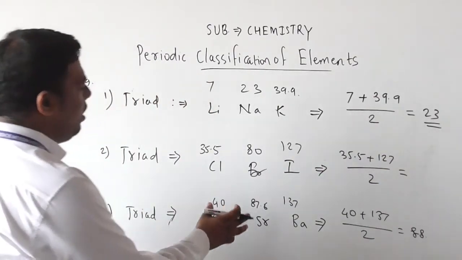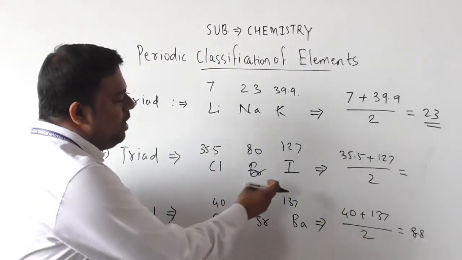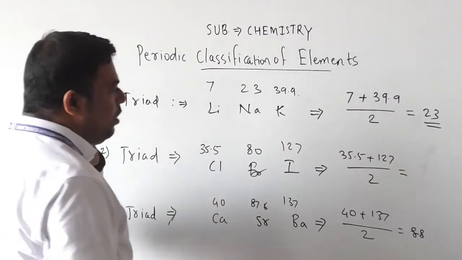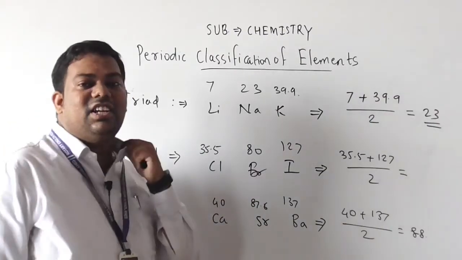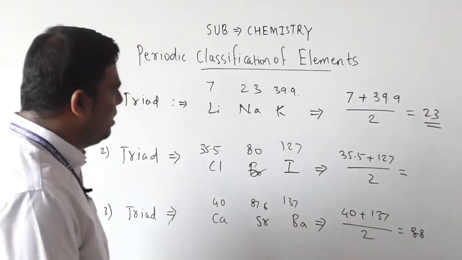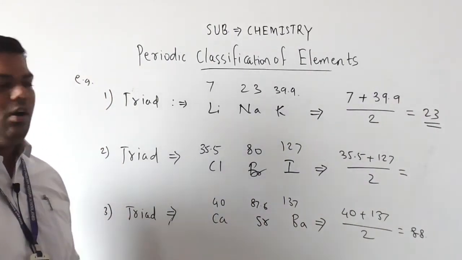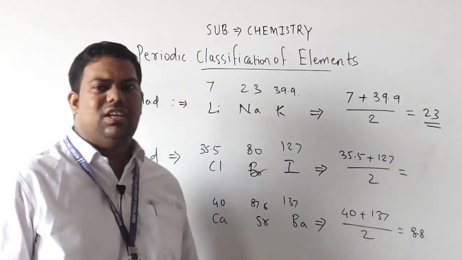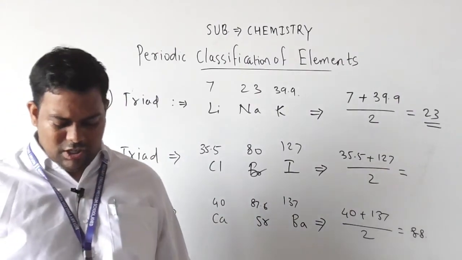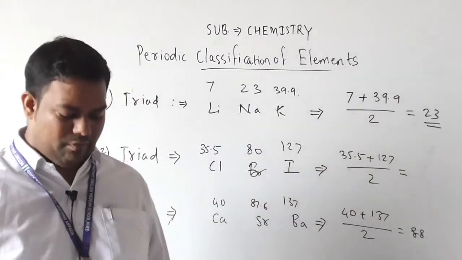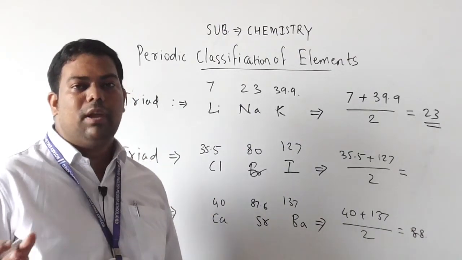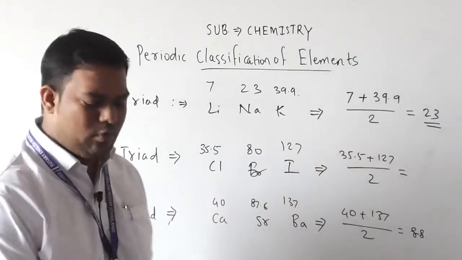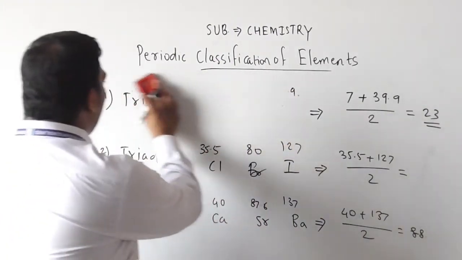So these are what? The atomic mass of the middle element is the arithmetic mean of the other two elements. Understood? This occurs when they are arranged in increasing order of atomic masses. I hope you understood all that Dobereiner tried. But what limitation is there? The law is applicable to a limited number of elements. That limitation you also have to mention properly in your notebook.